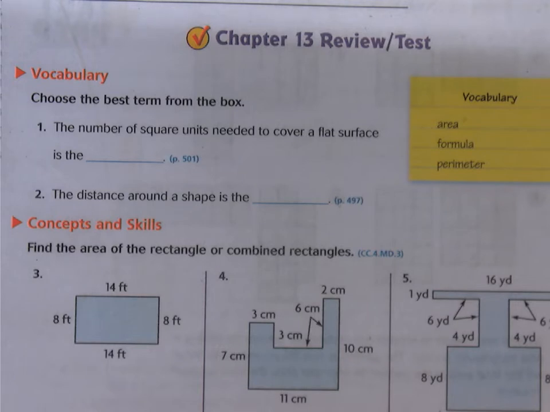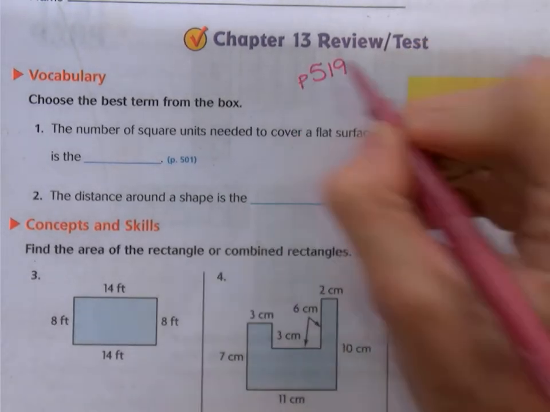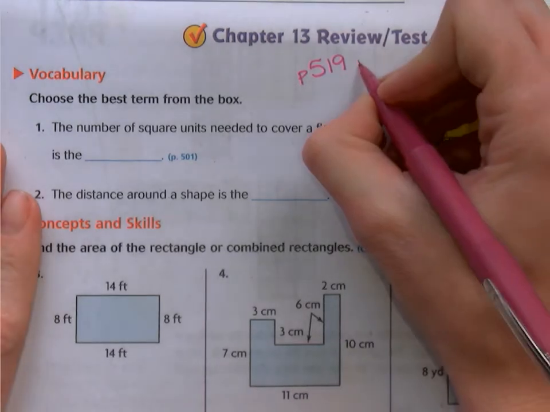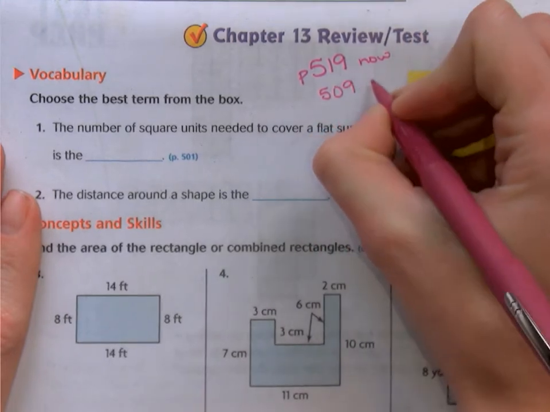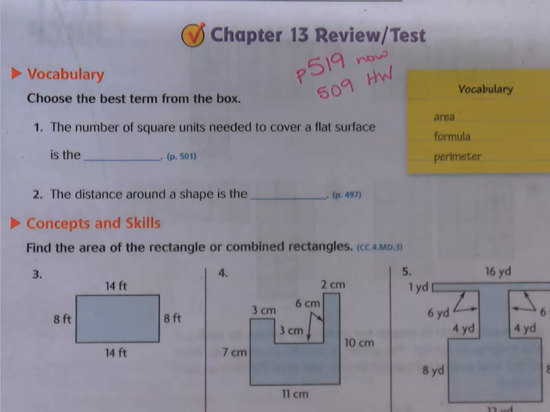So I'm going to do the Chapter 13 review test with you right now, which is page 519. So go find that in your textbook with me. And then you are going to do page 509 for homework. So you're going to do 519 now with me, and page 509 is your homework. That's what you're going to email or send a picture to me on Remind. Okay, I'm just going to close my door one second.